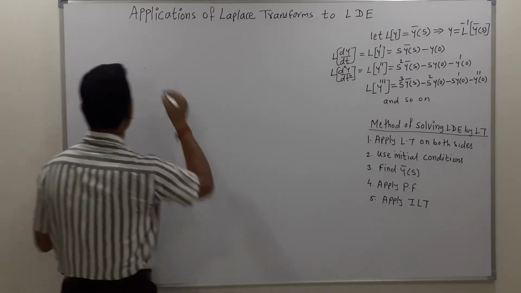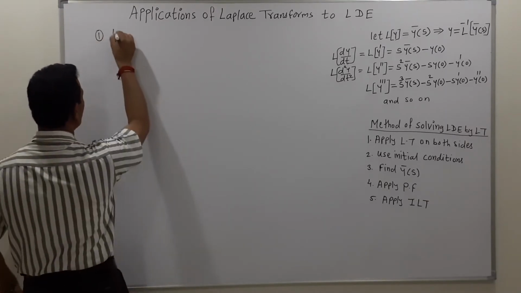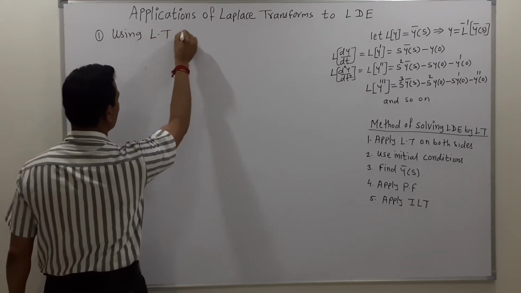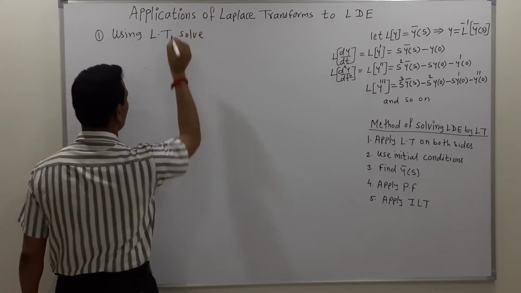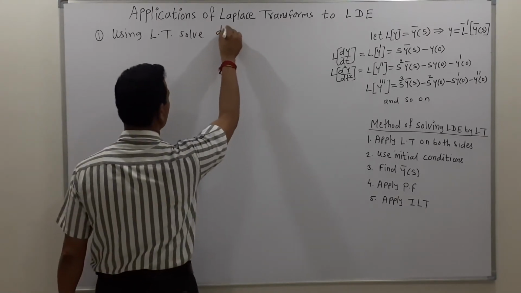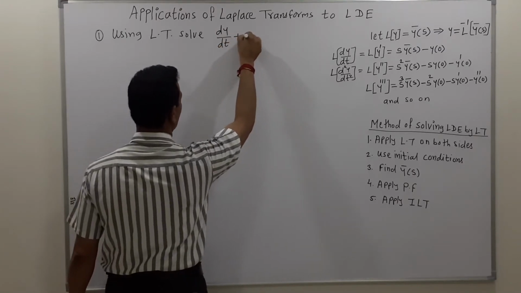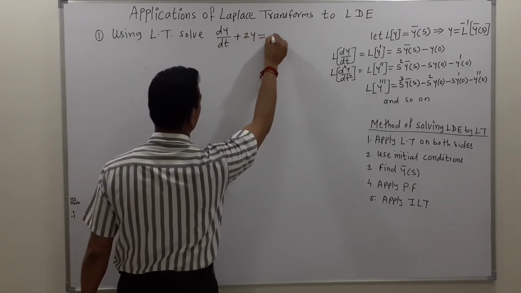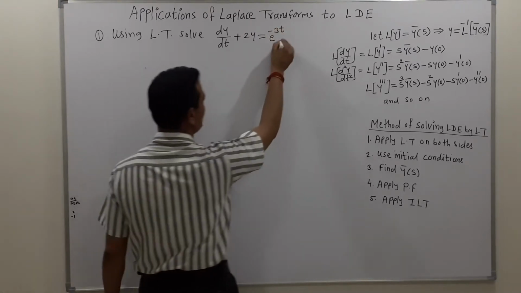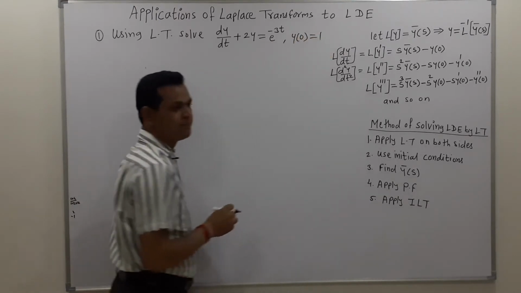So friends, take the first example. Take a simple example: using Laplace transformation, solve. Suppose the linear differential equation is dy by dt plus 2y is equal to e raised to minus 3t. Here we can take the initial condition as y of 0 is 1.